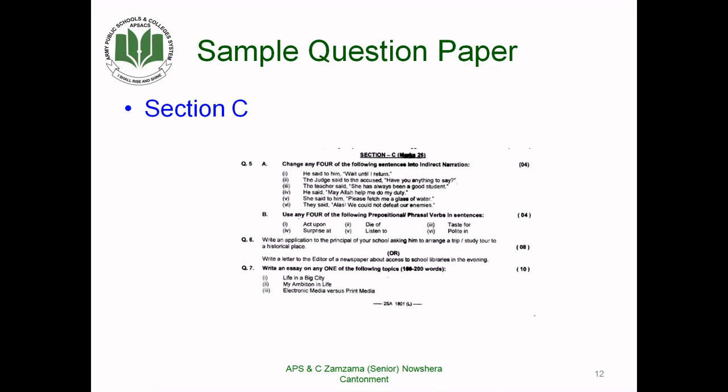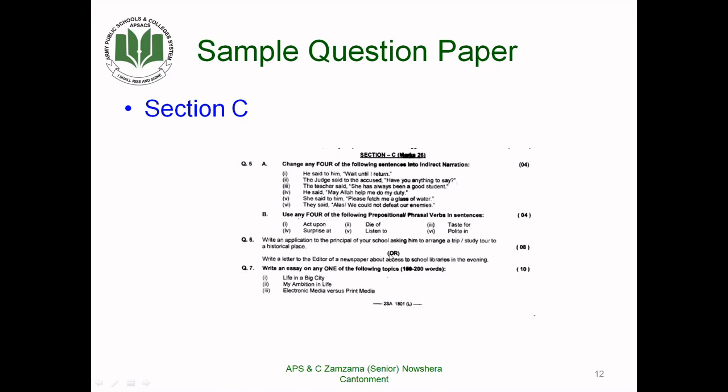Section C has 26 marks. It has question number 5, 6 and 7. Question number 5 is divided into two parts, A and B. Part A is about narration: you have to change direct narration into indirect narration. In part B, you have to use any of the 4 prepositional or phrasal verbs in your sentences. Question number 6 is about application writing or letter writing.